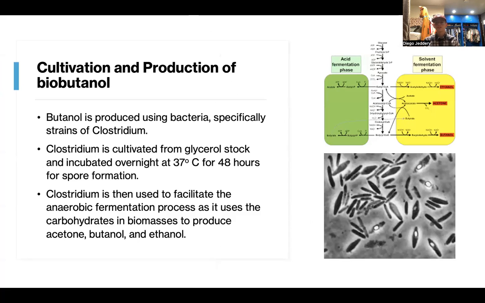Now, Clostridium is actually cultivated from glycerol stock and it's incubated overnight at 37 degrees Celsius for 48 hours for spore formation. Now, Clostridium is then used to facilitate the anaerobic fermentation process as it uses the carbohydrates and biomasses to produce acetone, butanol, and ethanol. Now, butanol is not a sole product. It actually comes in a trio with acetone, butanol, and ethanol. Right now, there is no other process where it can go like that.